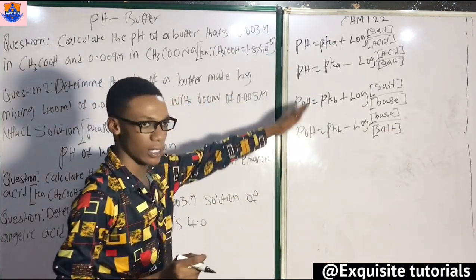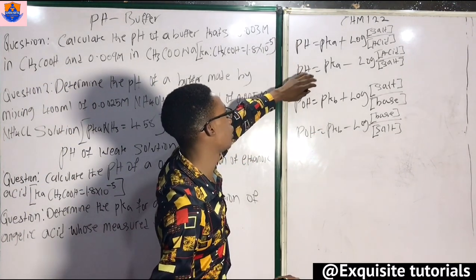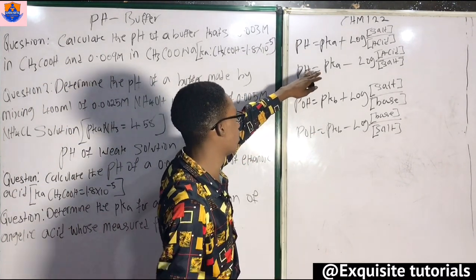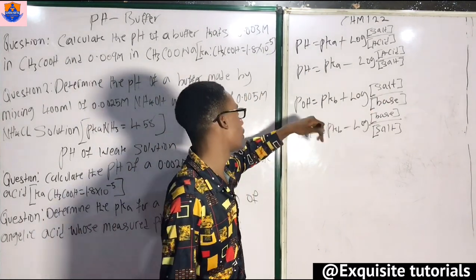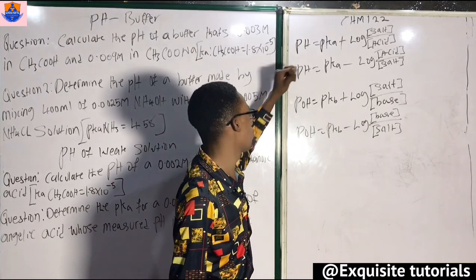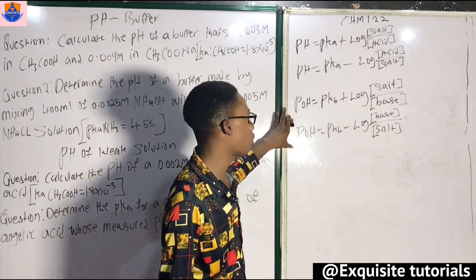Now any of these, now this is for pOH, now this is for pH. So you can get used to any of them. You can use either to solve. So you find pH, you can either use this or this. So you find pOH, either use this or this.